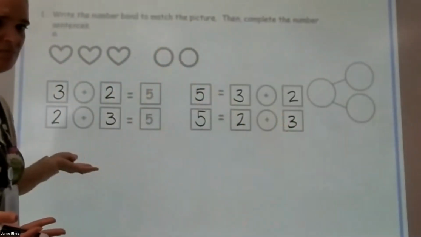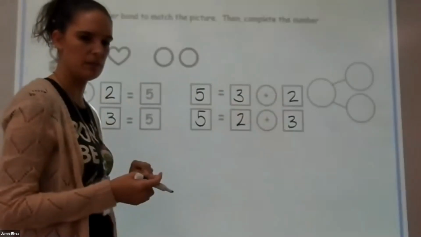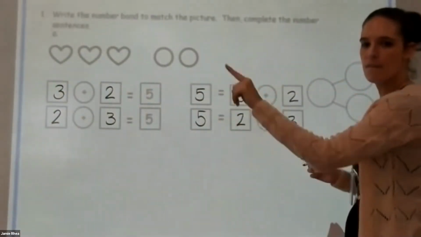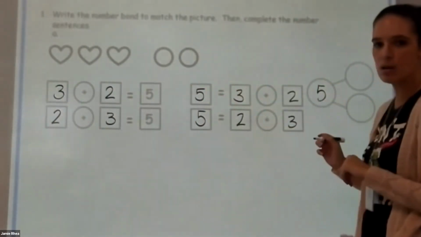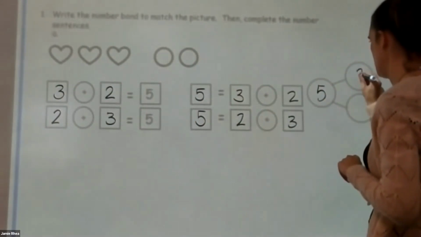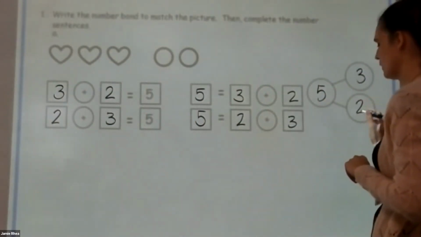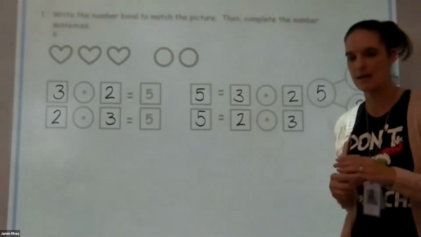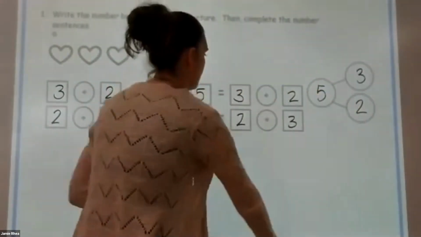Now, are we done? No, we're not done. We still have the number bond. What was our total? We had a total of 5 shapes. How many were hearts? 3. How many were circles? 2. Now, am I done? Yes, I am. Then I can go to the next one. So let's slide on to the next one.